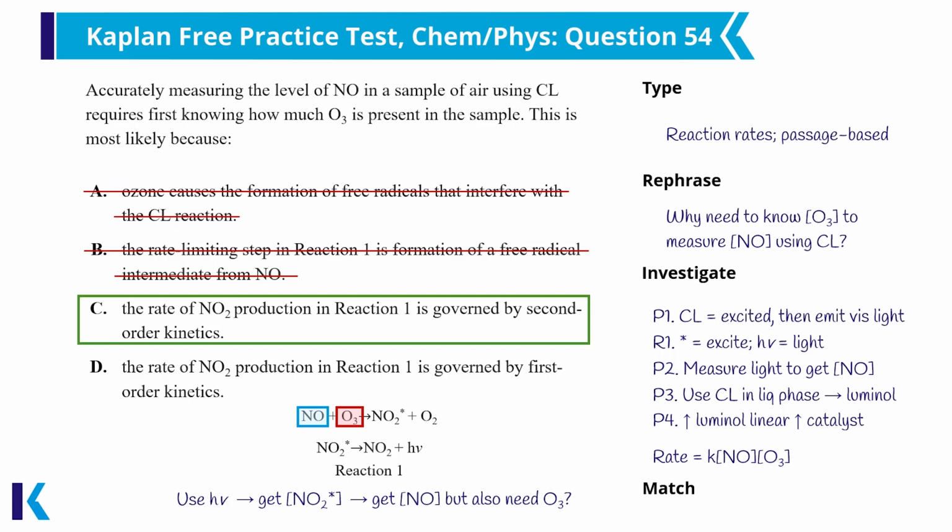Reasoning questions can be tough to just pick and move on, though, so I'm going to take a peek at D as well. D states that NO2 production is first order, which means that there's only one reactant required in the rate limiting step, and I know I need both NO and ozone, so D can't be correct either. I'm going to stick with C and move on.